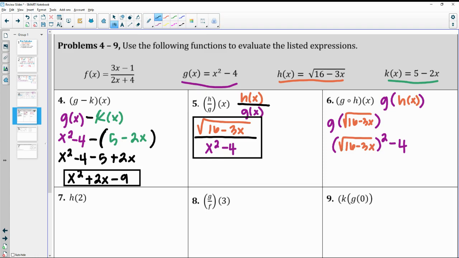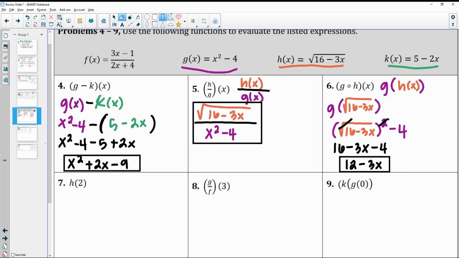Now for this one, we have the square root over the whole inside and then squared. So the square root and this squared will cancel. So we get 16 minus 3x minus 4. We can combine our like terms. So 16 minus 4 is 12, and then we still have that minus 3x, and that would be our final answer there.